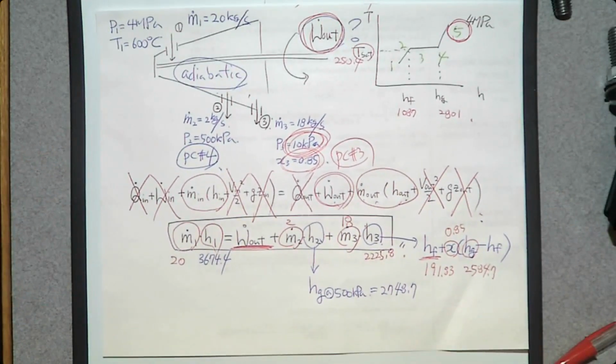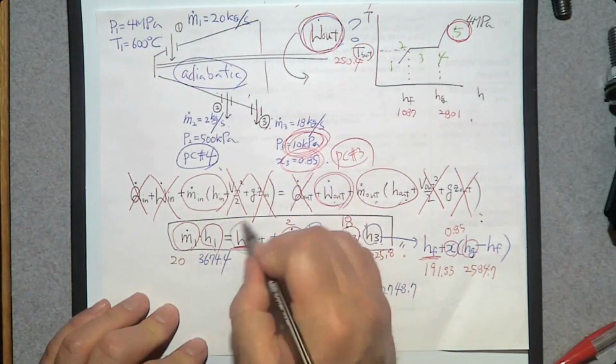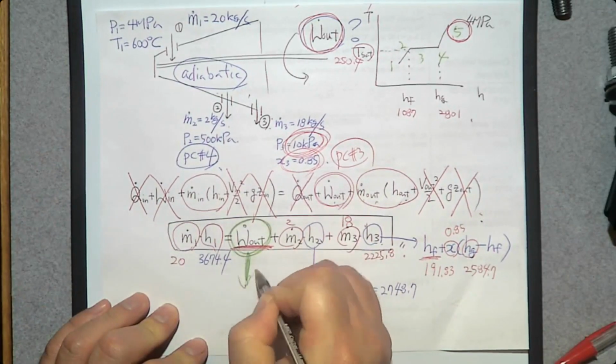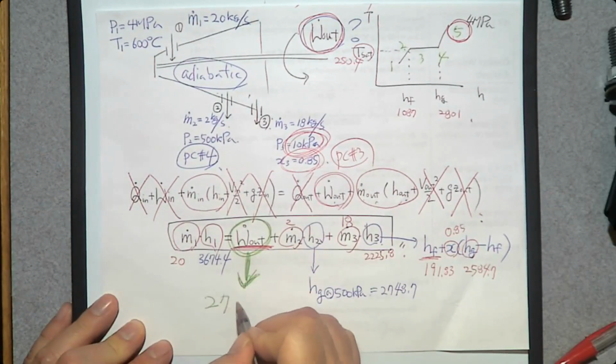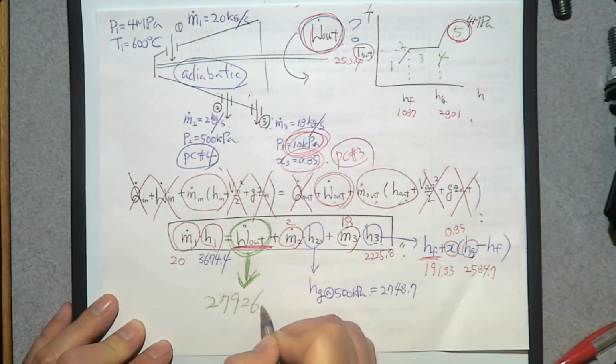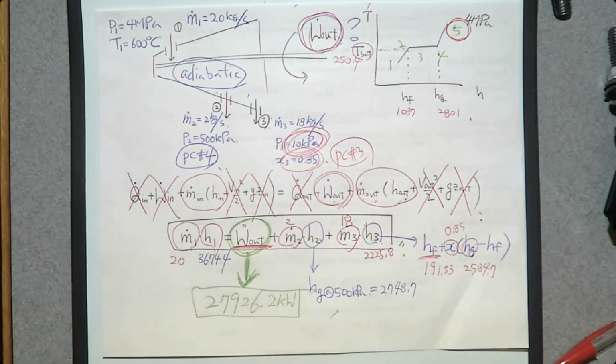Now we have everything. Can you determine W dot out? Yes, you can. W dot out is going to be 2796.2 kilowatt. Any question?